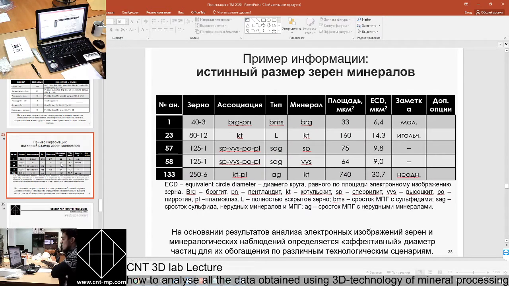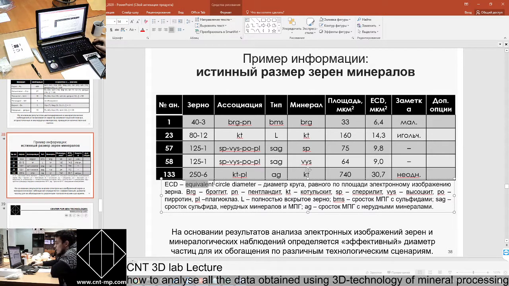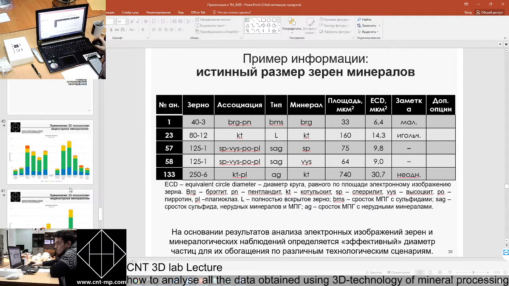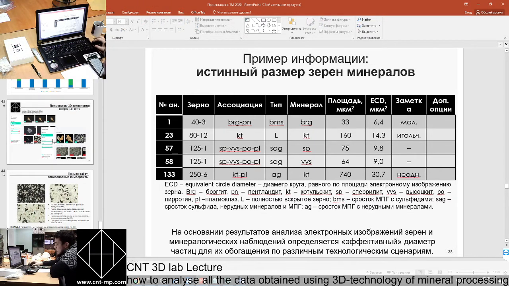And also we can measure the real grain size distribution, because we use a special parameter named equivalent circle diameter. This is a diameter of a circle which is equivalent in square to the electron image of every grain. So a little bit later I will show what I'm talking about.